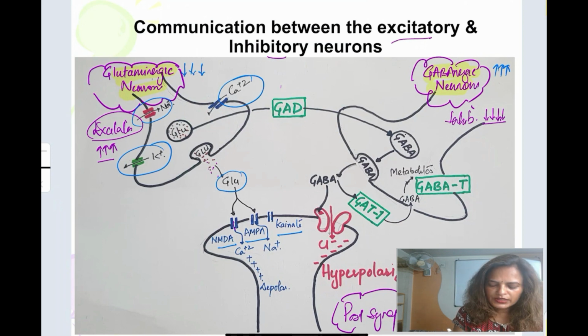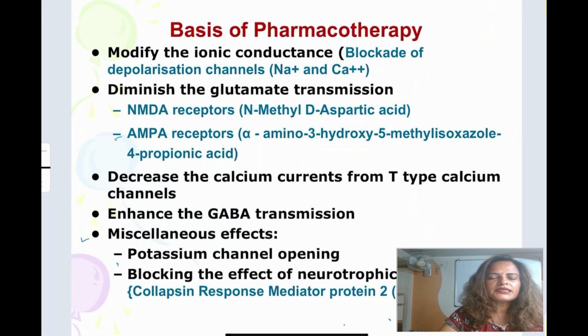They are going to increase the release of GABA. They are going to increase the synthesis of GABA by activating glutamic acid decarboxylase, and they are going to decrease the reuptake by acting here. They are going to decrease the metabolism of GABA by inhibiting this enzyme. They are going to directly act on the receptor, the GABA A receptor. So this is the basic mechanism of action of most of the anti-epileptic drugs. The basics of pharmacotherapy of anti-epileptic drugs you can see in the next slide.